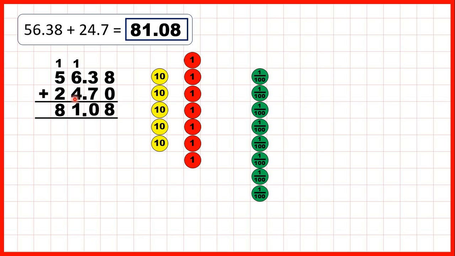Then we added 4 ones, so we can add 1, 2, 3, 4 ones, but now we have 11 ones, so we can exchange 10 of those 1s for 1 extra 10. And then finally, we just added 2 more 10s. That gave us 81.08 because we have 8 tens, 1 one, 0 tenths, and 8 hundredths.